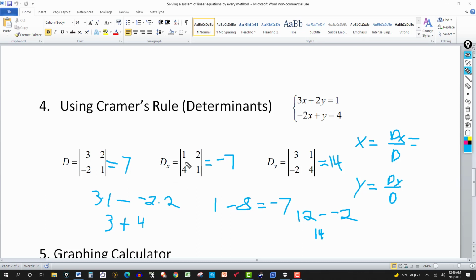But in this particular case, d sub x is negative 7. Look at that. D is 7. Negative 7 divided by 7, that's negative 1. So x is equal to negative 1. That's what we got using the other methods. And then d sub y is 14, and of course d again is 7. 14 divided by 7 equals 2. So again, we get the same solution using the matrices, using the elimination, using the substitution, and of course using Cramer's Rule.